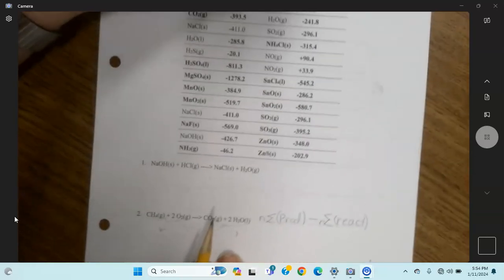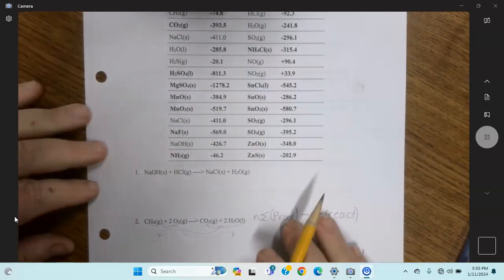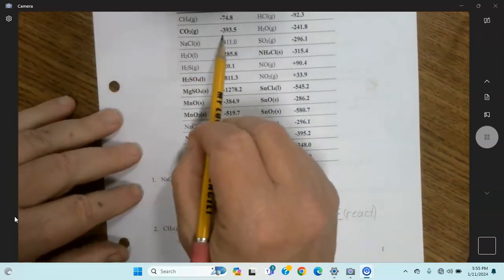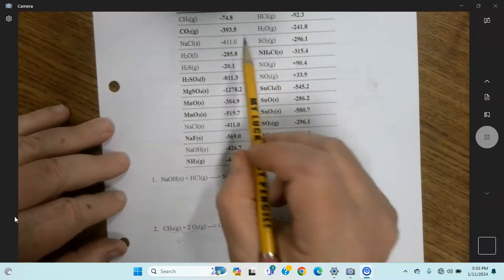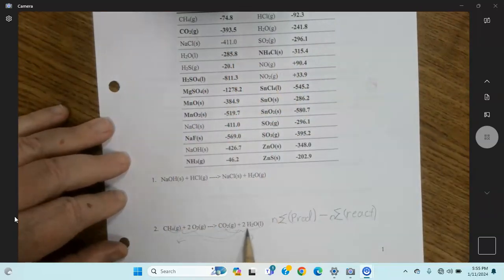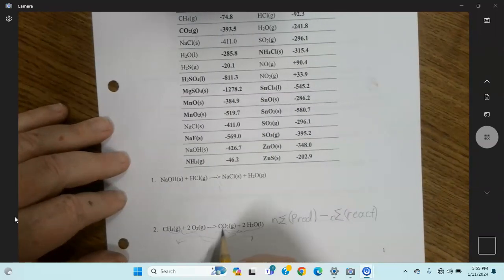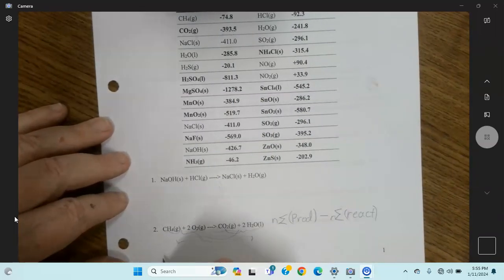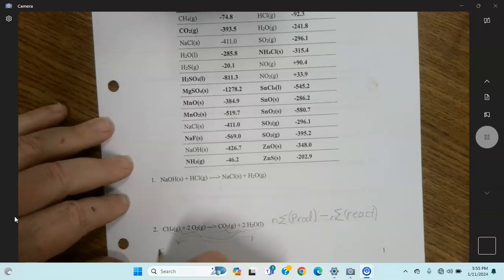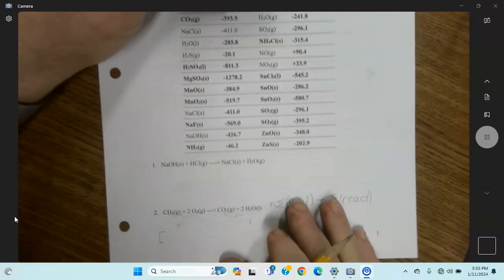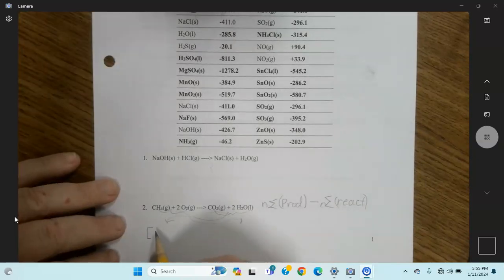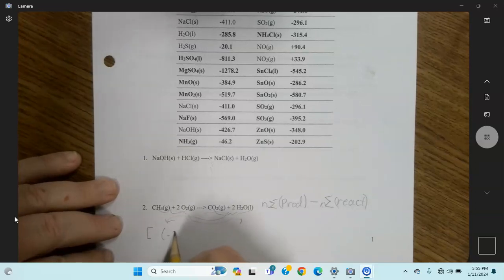So carbon dioxide, try to get the whole thing on the page. I don't know if that's going to be possible. I'll do the best I can. Carbon dioxide is right here, and it's negative 393.5. It's on the product side, so we're going to put it over on this side. And there's 1 mole of it. I'm going to use square brackets as a set of parentheses. I'm just going to have to move the camera back and forth. So it's 1 times, I'm not going to write the 1, 1 times negative 393.5. Now you're going to add these together.